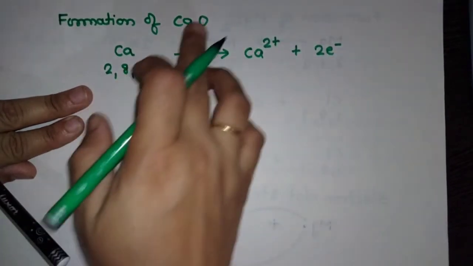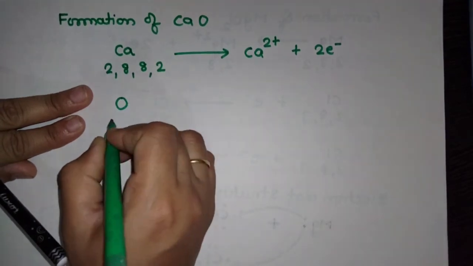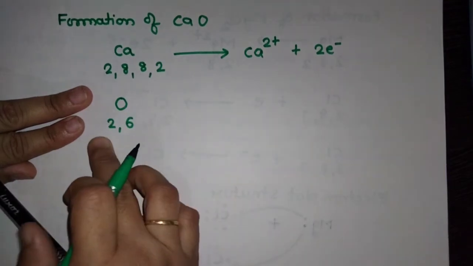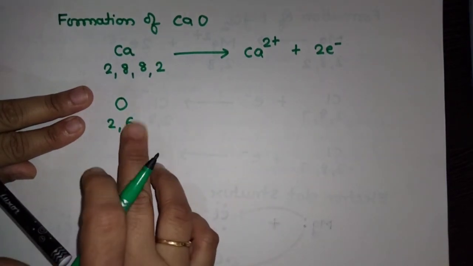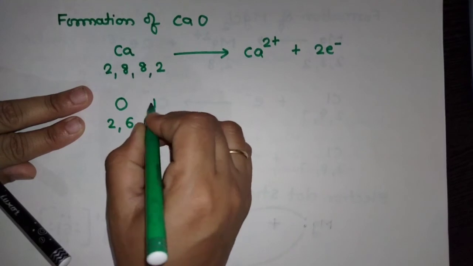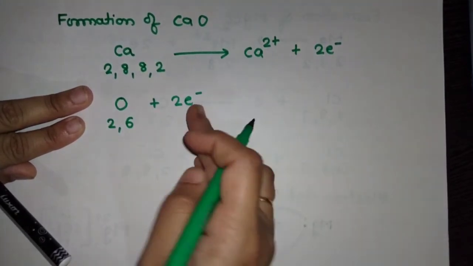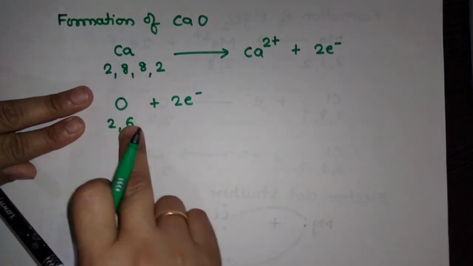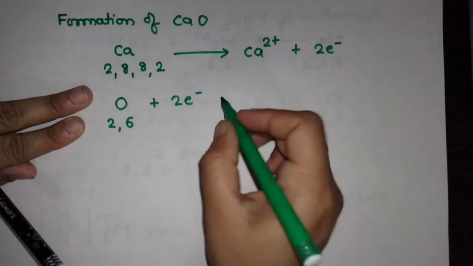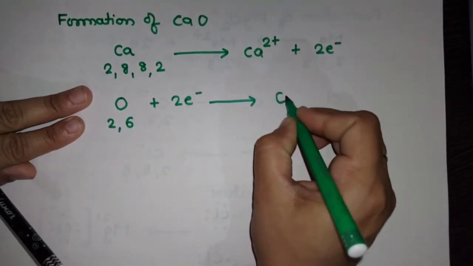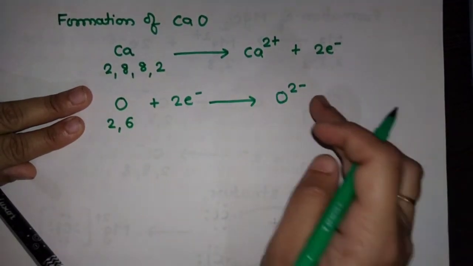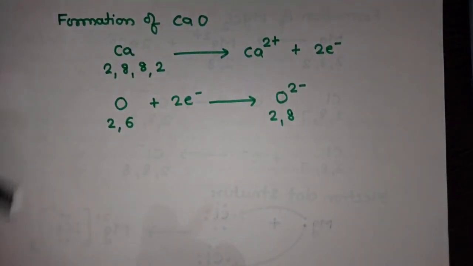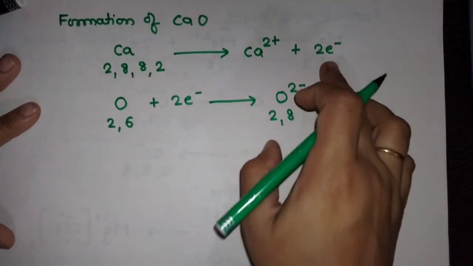What about oxygen? Oxygen is atomic number 8, so its electronic configuration is 2, 6. So it requires 2 electrons to get stability. It will take only 2 electrons because it requires 2 electrons to get 8 electrons, that is stability. So now this oxygen will be O2 minus, and the state is 2, 8. In this way this oxygen will be gaining these 2 electrons.